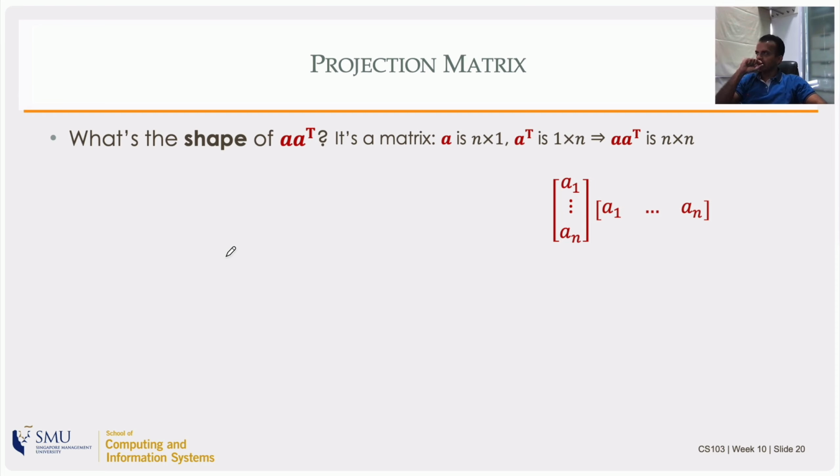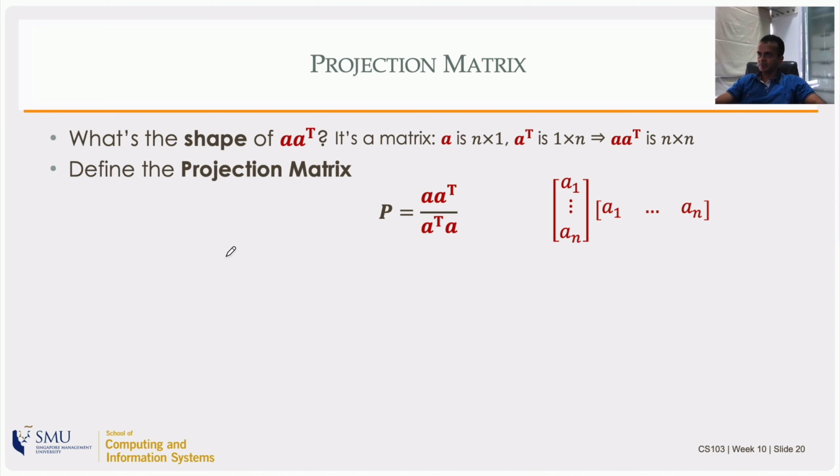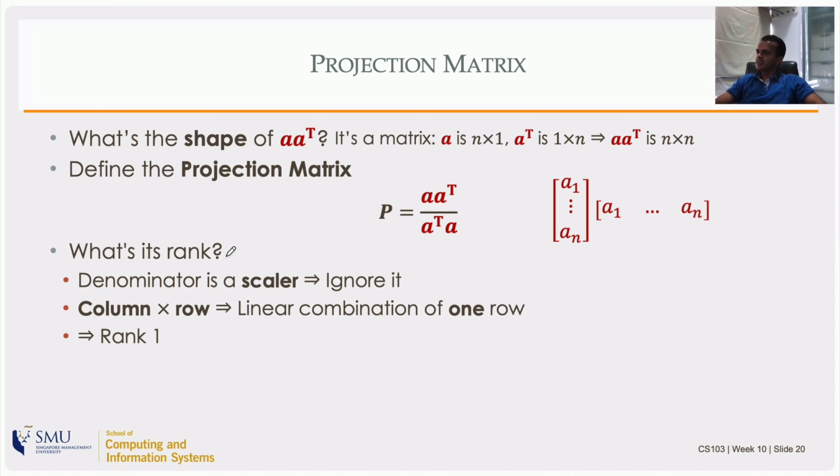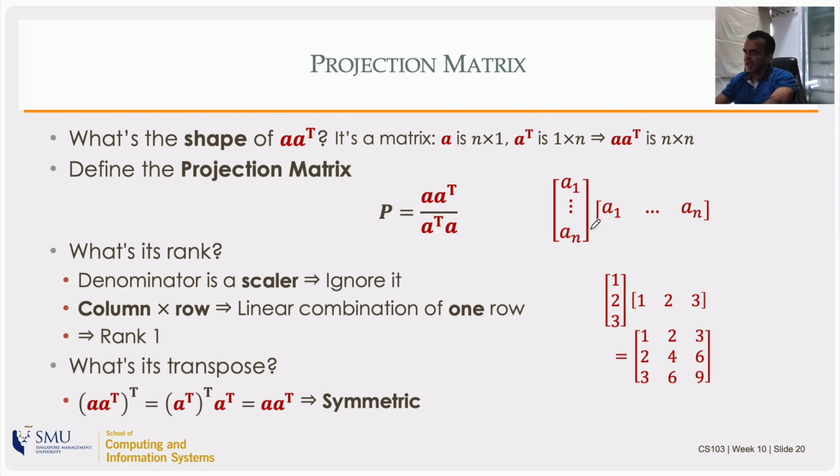A transpose A below is just a number. So ignore that for a minute and then look at the shape of A A transpose. A is n rows and one column. That's a vector. A transpose then is one row and n columns. A A transpose is an n by n matrix. The projection matrix, if you define that as A A transpose divided by A transpose A, then I get an n by n matrix, but what's its rank? Its rank is 1. So let's take an example. A is a column vector 1, 2, 3. So A transpose is 1, 2, 3 in a row.